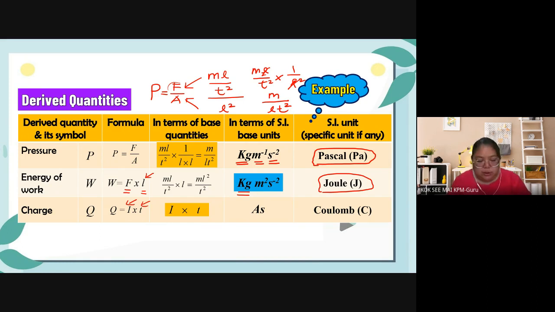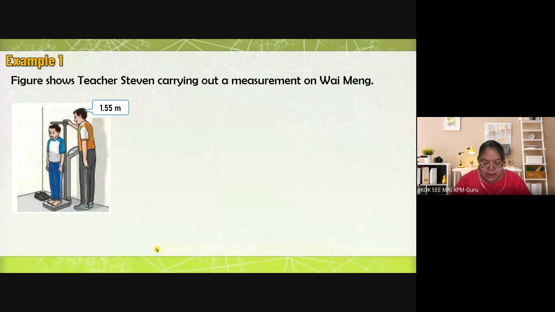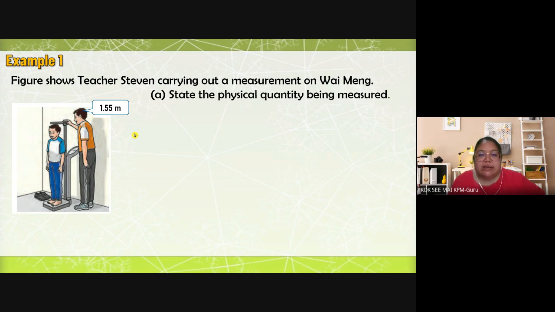Okay, so we go and see the example question. Example 1. Figure shows the teacher Stephen carrying out a measurement. They measure the height. The height is 1.55 meter. So the first one: state the physical quantity being measured.